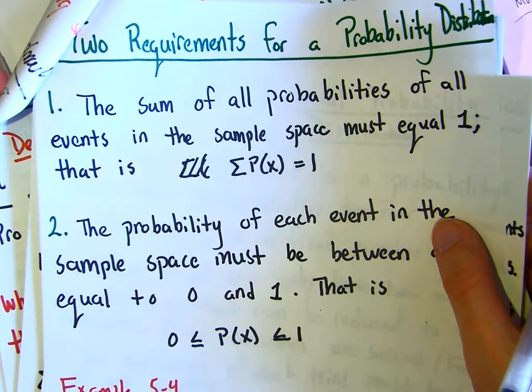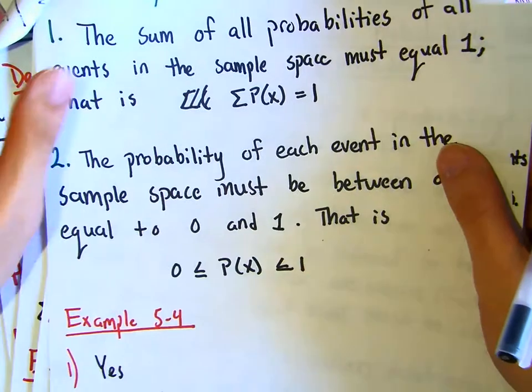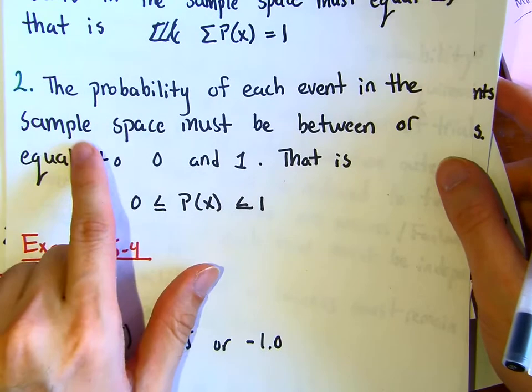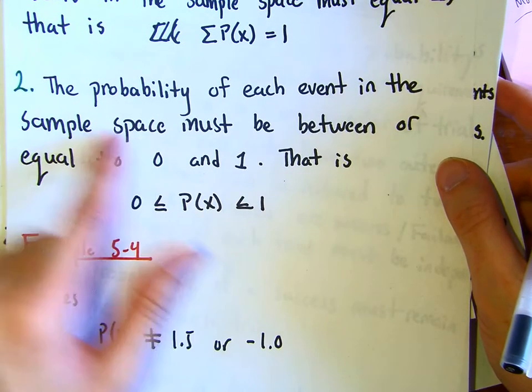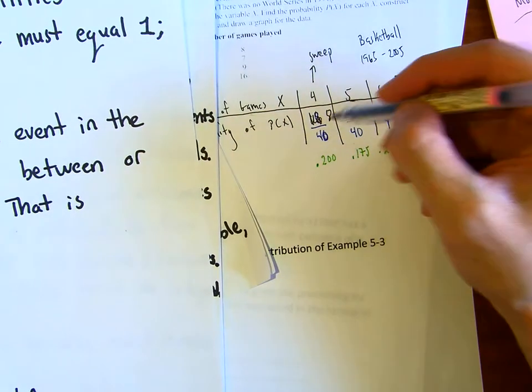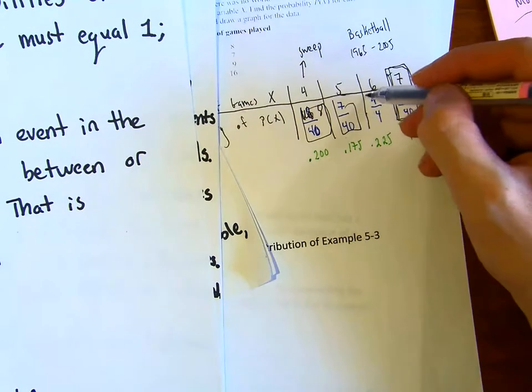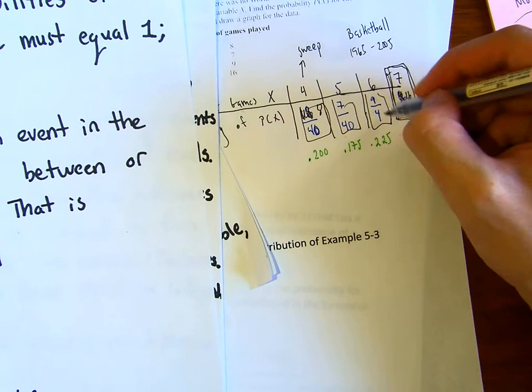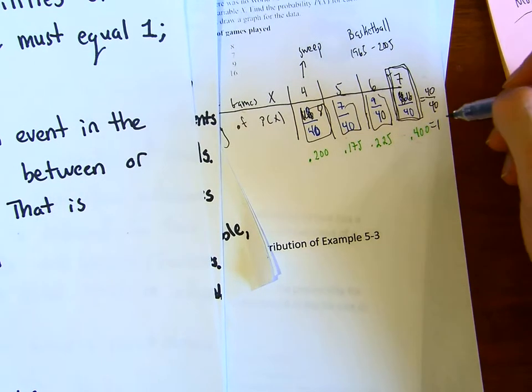Okay? And let's look at the next scenario. The probability of each event in the sample space. So it's saying that these fractions over here, you see like 8 over 40, 7 over 40, 9 over 4. Oh, that's completely wrong. Sorry, that should be 9 over 40.